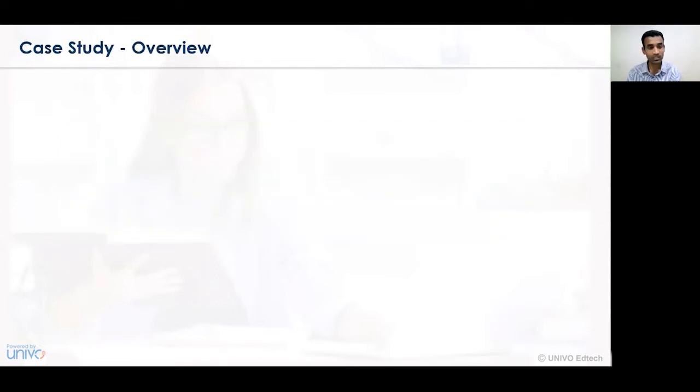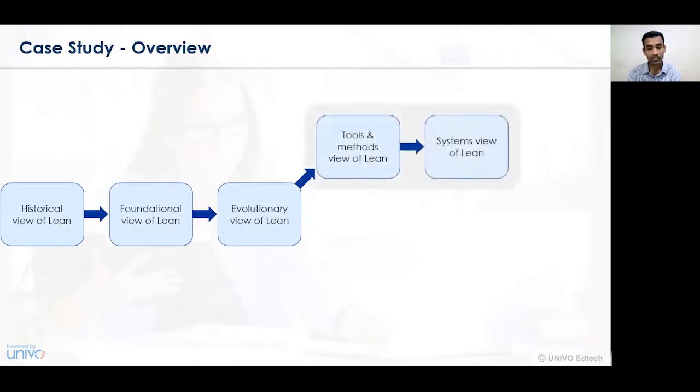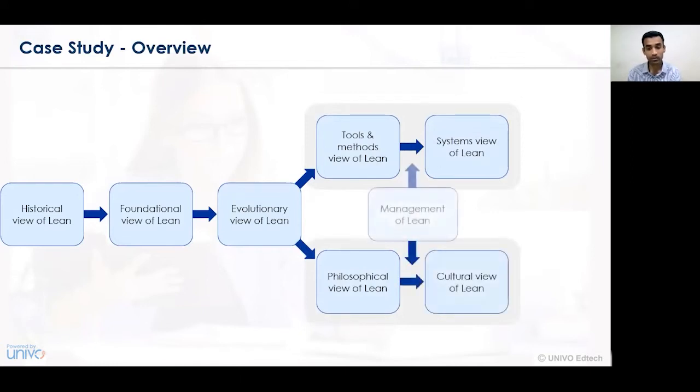Now let's understand the case study. So we have the historical view of lean, foundations of the view of lean, evolutionary view of lean, tools and methods of lean, the systems view of lean, and another factor that we have is the philosophical view of lean, the cultural view of lean, and it has been composed as a part of the management of lean. In this particular case study, the case focuses on how we can implement the concept of lean, or lean infrastructure or lean management systems, and the historical perspective has been provided.